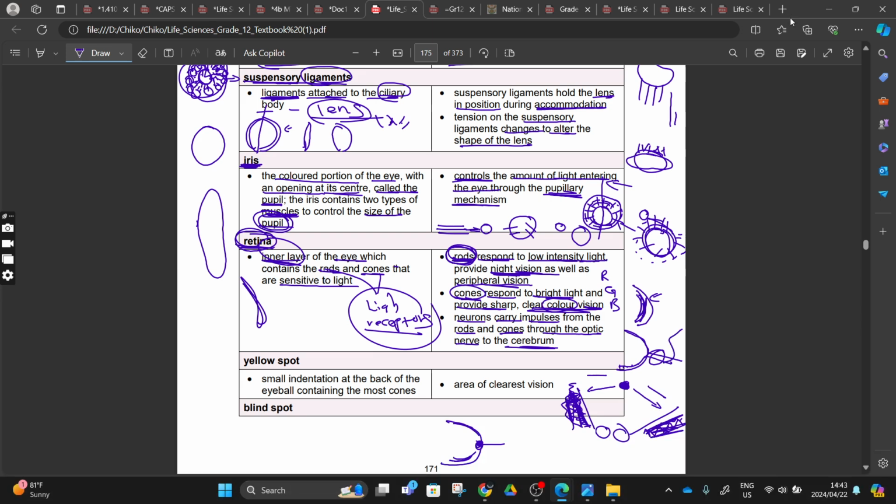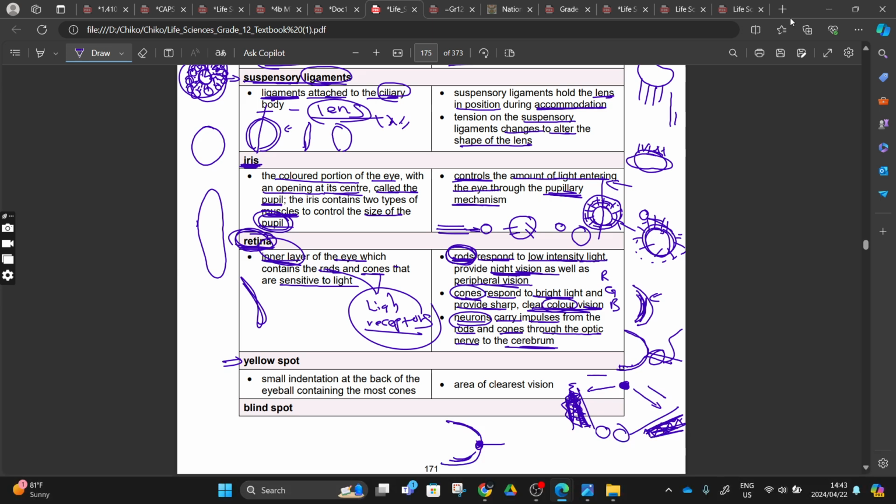To the cerebrum. These neurons are also found in the retina. What are the three things that we found in the retina? We have the rods, we have the cones, and we have the neurons, right? Those rods, or we can say we have the receptors and neurons. What are those receptors? Rods and cones. So from there we come to our yellow spot.